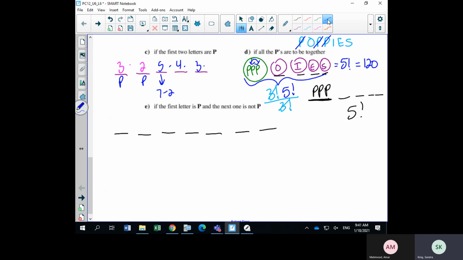So I'd say, okay, the first letter is a P. They want a P here. Renee, how many P's are there to choose from? 3. So I'm going to say that there's 3, the number 3 would go there. The next one is not a P. So then I'd say, okay, not a P. Maria, how many letters are not P's?